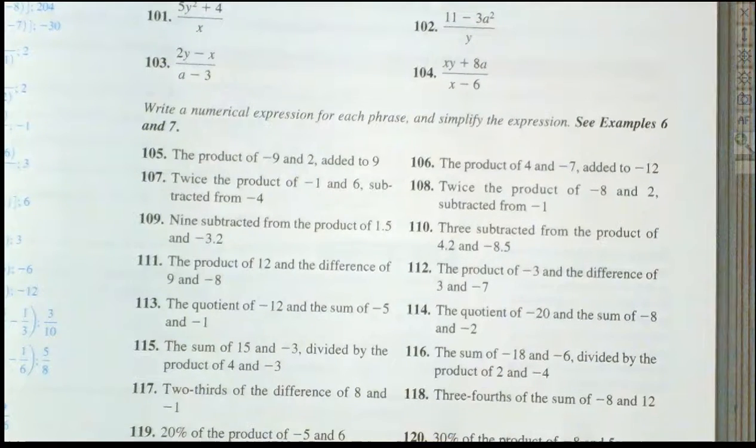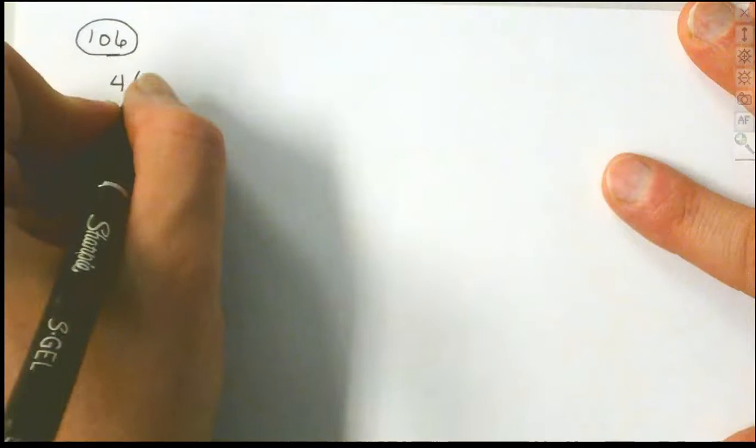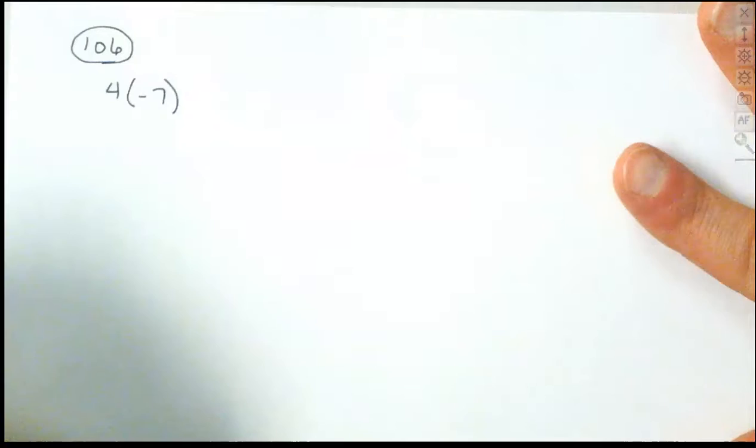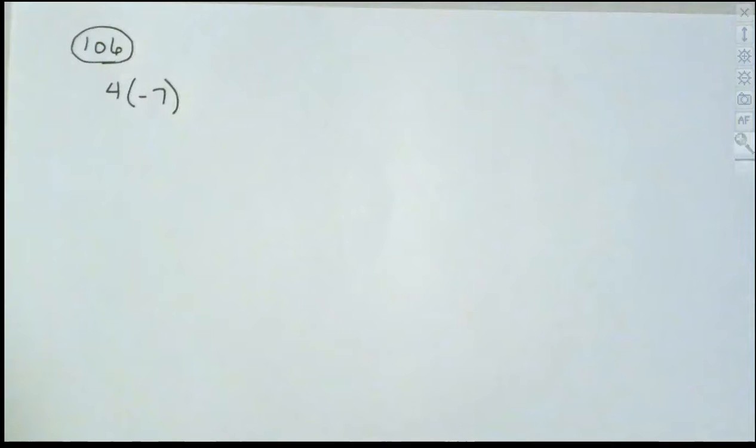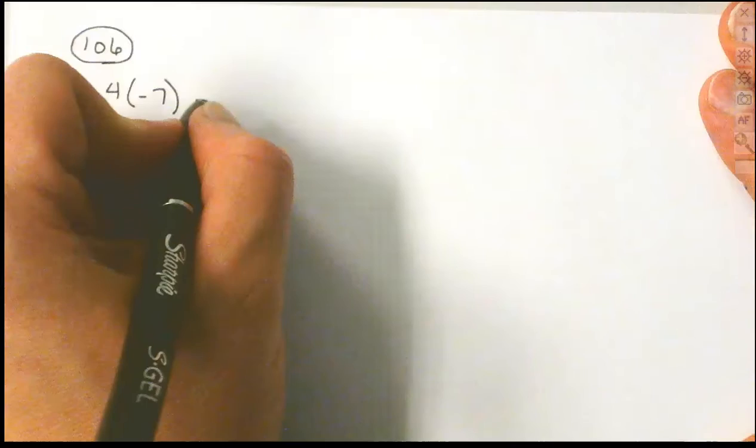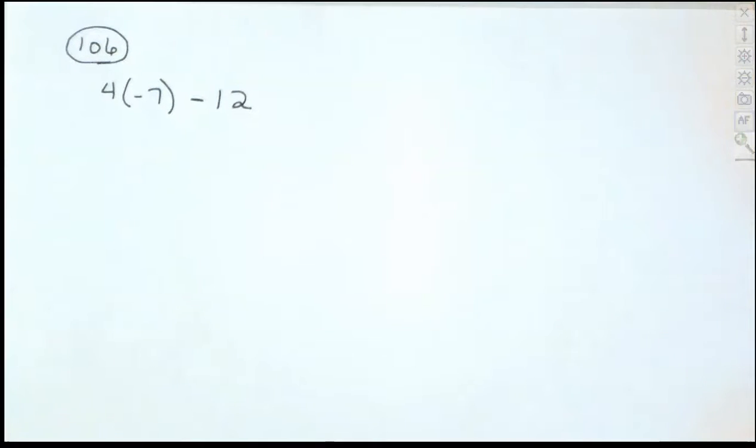So product means multiply. So we have 4 times a negative 7. And we're going to go ahead and add to that a negative 12. We could do the positive negative and then simplify it. But when you add a negative number, it's just negative. So we're going to keep that as simple as possible. And that's just going to be a negative 12. You could do the positive negative and then clean it up. But I hope we understand when we add a negative, it's just negative.